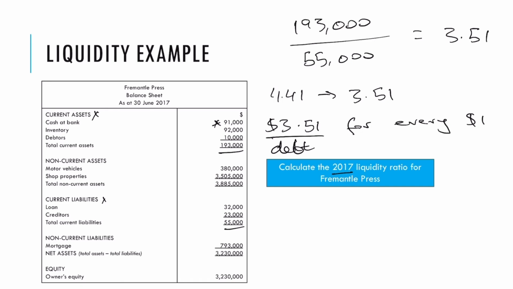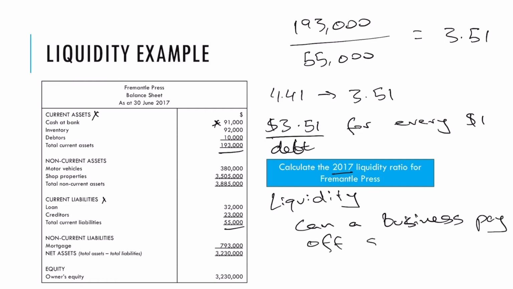So that's liquidity. Really what we're measuring is liquidity. We're measuring working capital. Can a business pay off short-term debt? And the answer is, if the ratio is greater than 1, then yes it can. It's a liquid company. We don't want it to be too much higher than 1, but that's a pretty good indication of a liquid company.